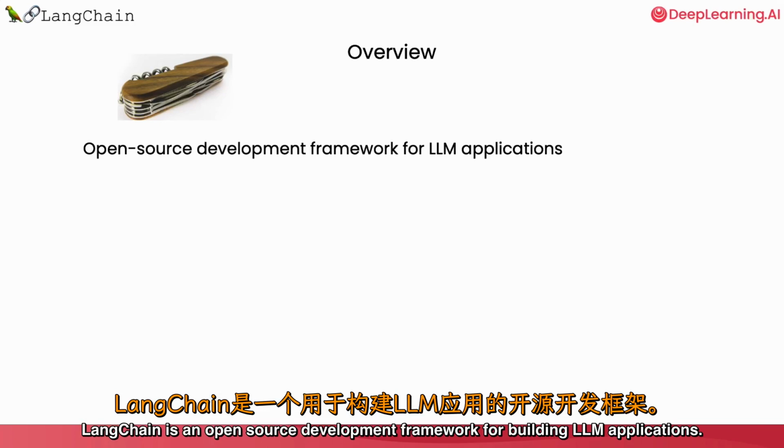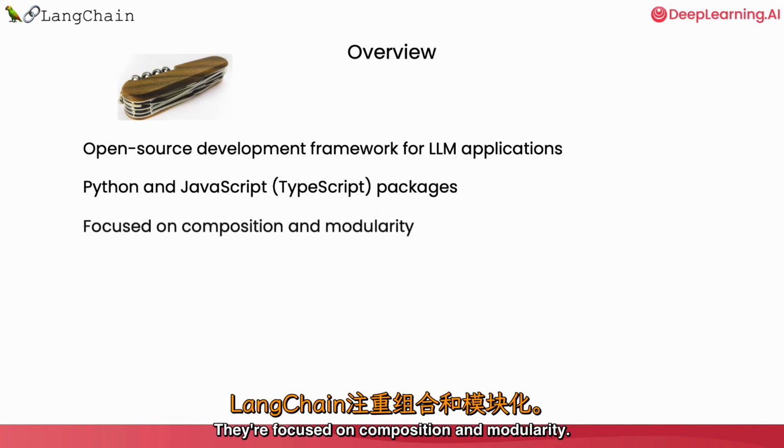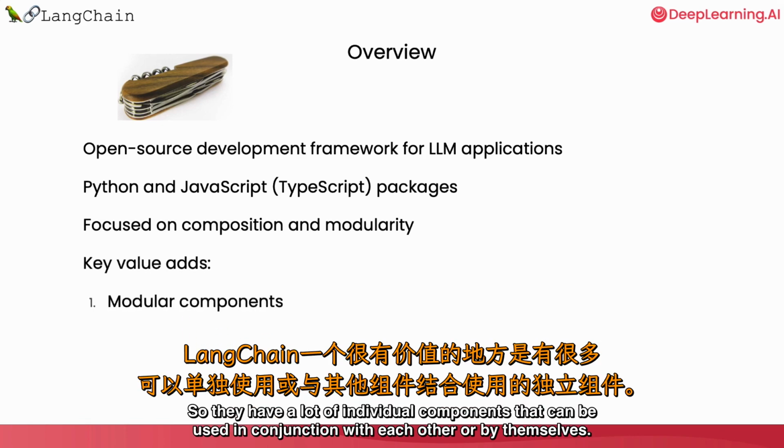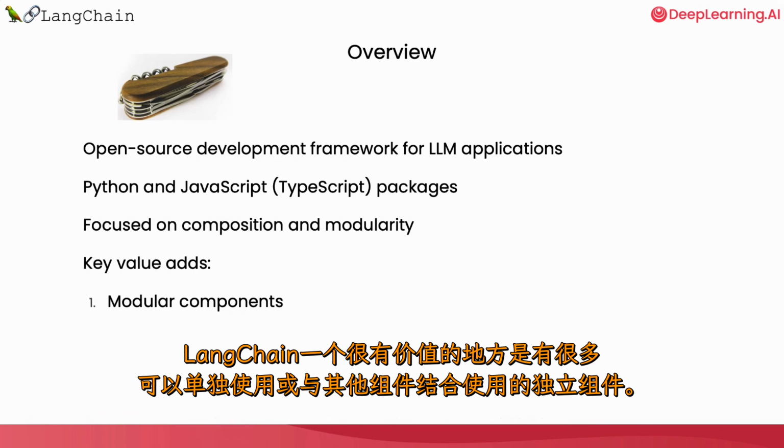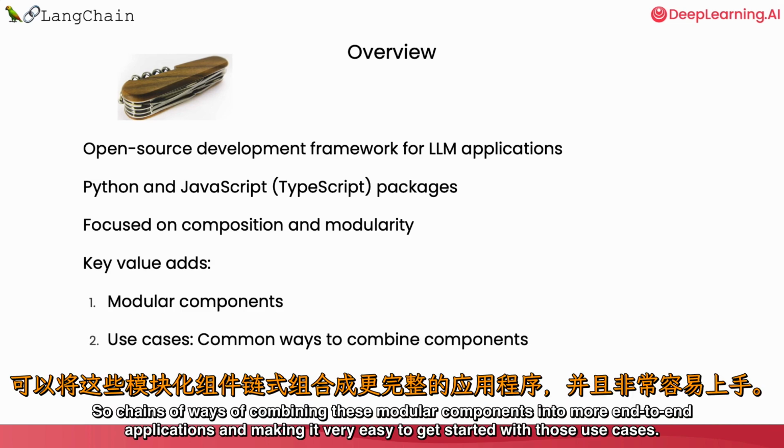LangChain is an open source development framework for building LLM applications. We have two different packages, a Python one and a JavaScript one. They're focused on composition and modularity. So they have a lot of individual components that can be used in conjunction with each other or by themselves. And so that's one of the key value adds. And then the other key value add is a bunch of different use cases, so chains of ways of combining these modular components into more end-to-end applications and making it very easy to get started with those use cases.